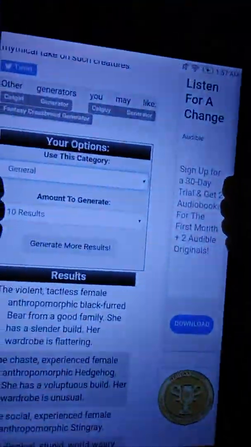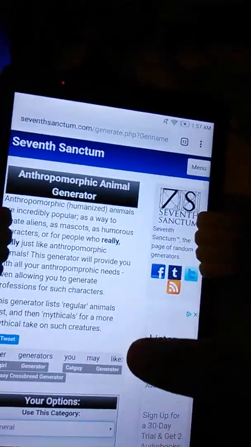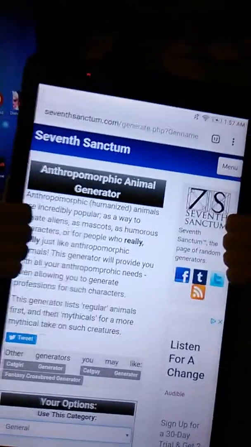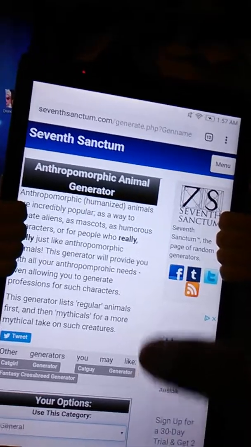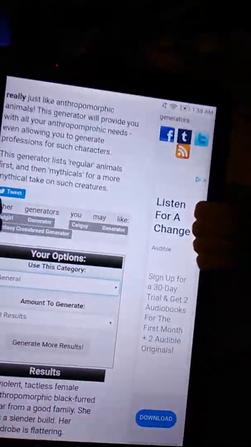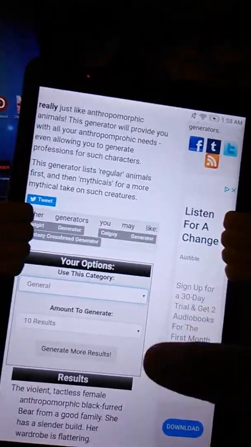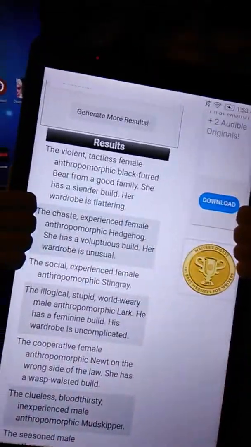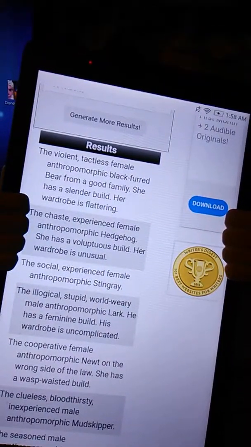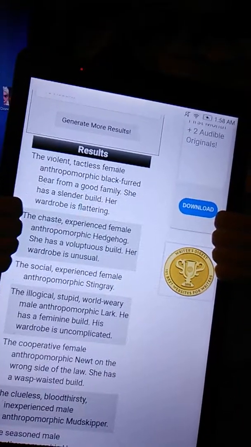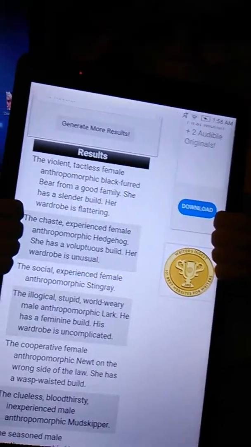And we're going to go to a character generator over here. This is Seventh Sanctum, I believe, is what it's called. Yep, Seventh Sanctum, Anthropomorphic Animal Generator. And since I'm going to write a furry story, I'm using this generator. And this is what popped up. A violent, tactless female anthropomorphic black-furred bear from a good family. She has a slender build. Her wardrobe is flattering. Okay.